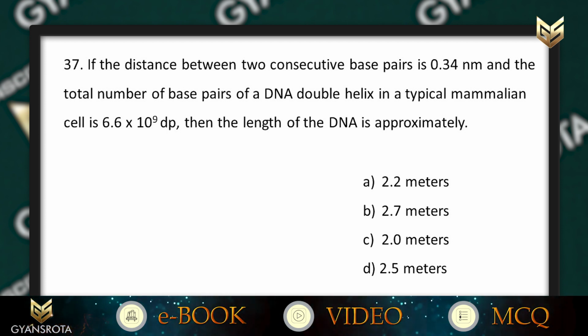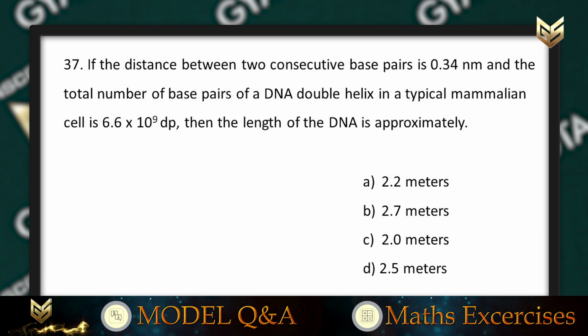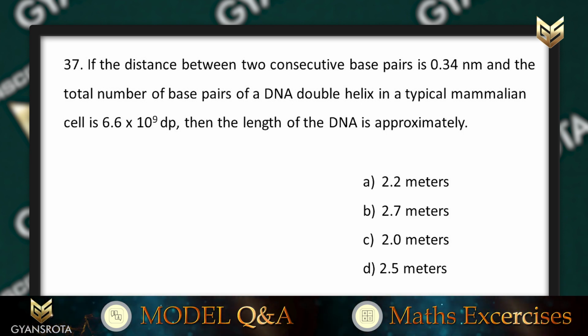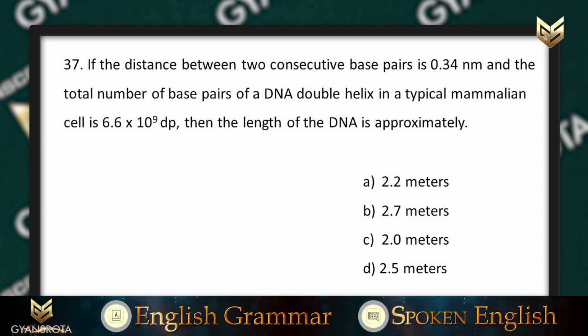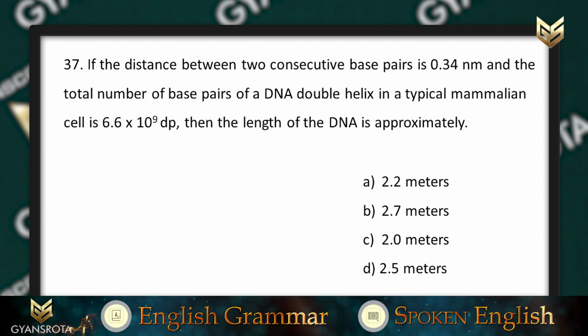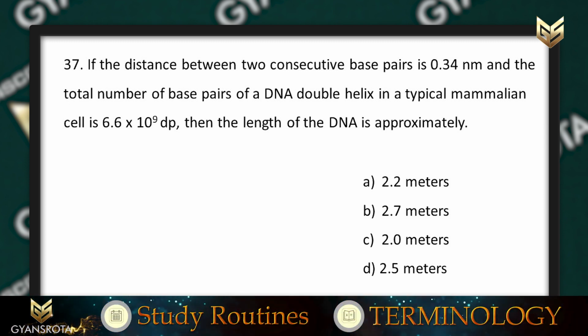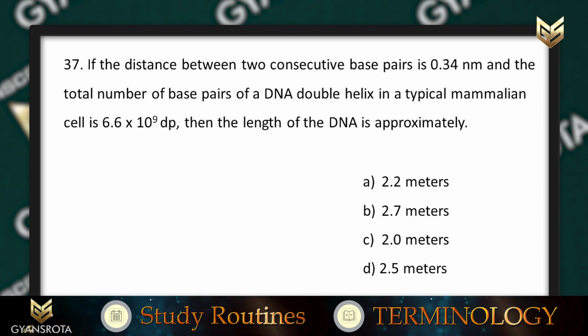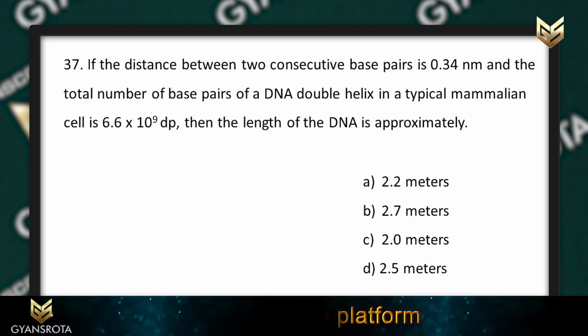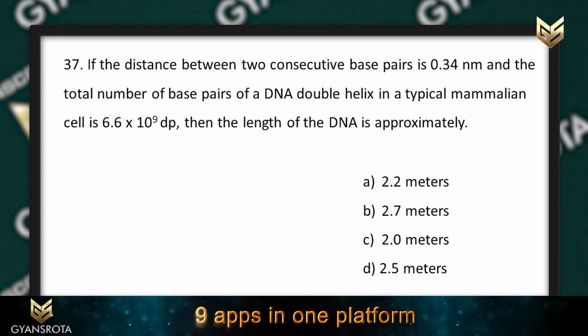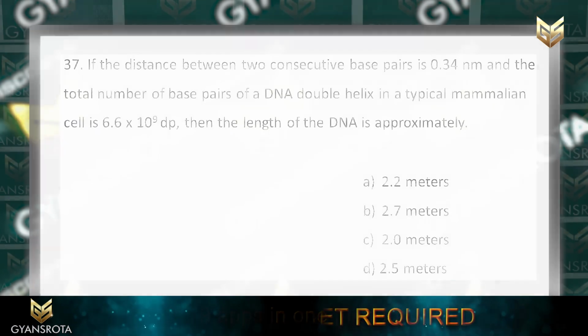If the distance between two consecutive base pairs is 0.34 nanometer and the total number of base pairs of a DNA double helix in a typical mammalian cell is 6.6 × 10^9 base pairs, then the length of the DNA is approximately: option A, 2.2 meters, option B, 2.7 meters, option C, 2 meters, and option D, 2.5 meters.